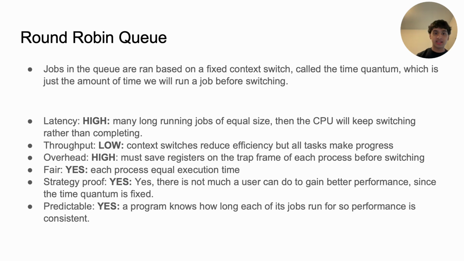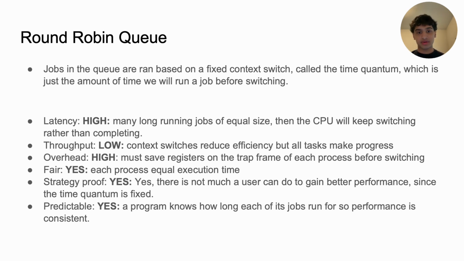In the sense that it is strategy-proof, because you can't really game the system here. A process can't do anything to get ahead, right? Every 20 seconds or 10 seconds or whatever the OS sets, it's just going to give each process the same amount of execution time.